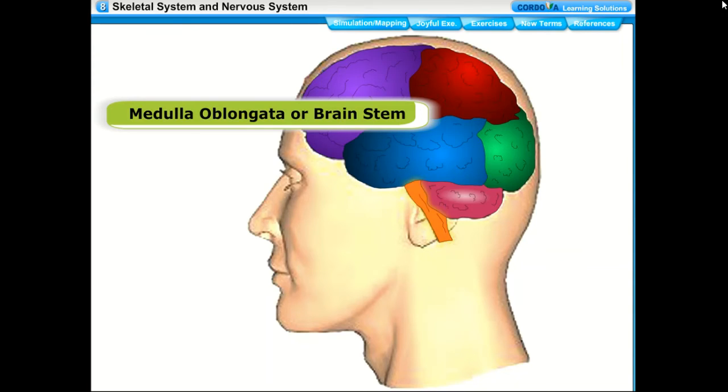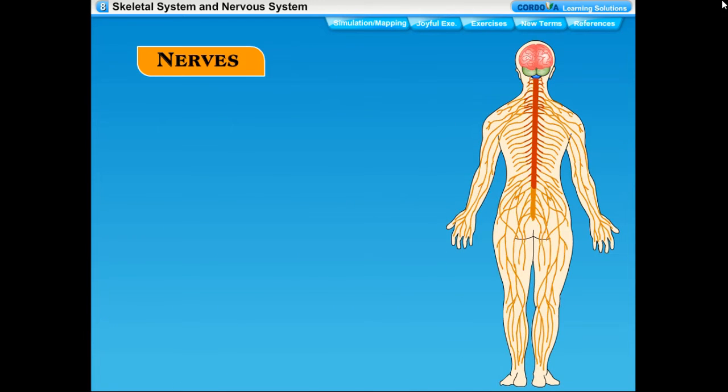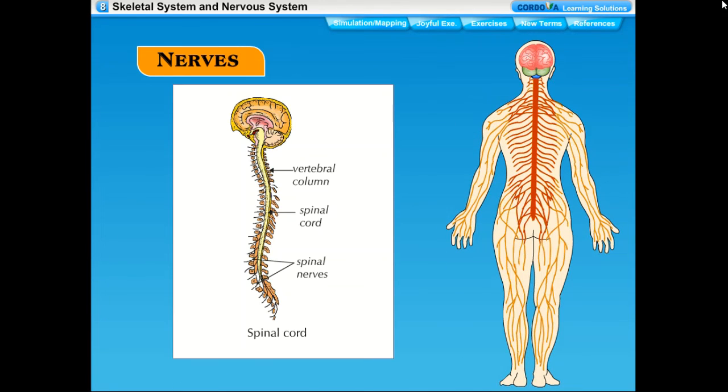Sense organs. The organs which connect us to the outside world are called sense organs. Eyes, nose, tongue, ears, and skin are 5 sense organs. They help us to see, smell, hear, taste, and touch.